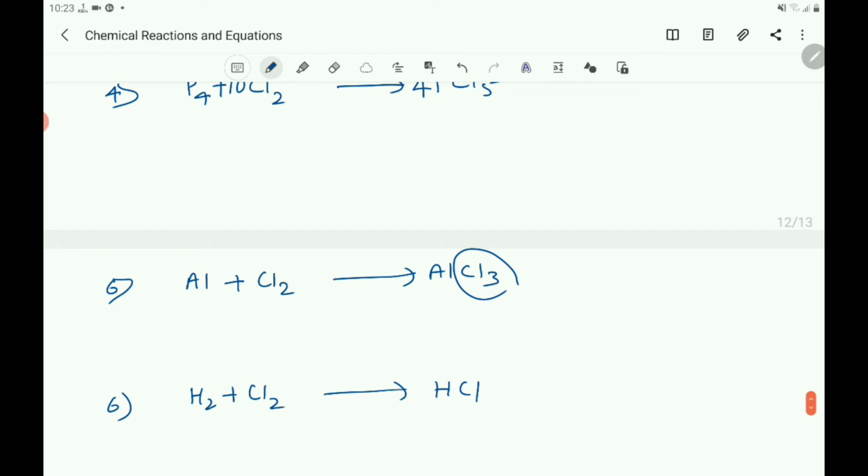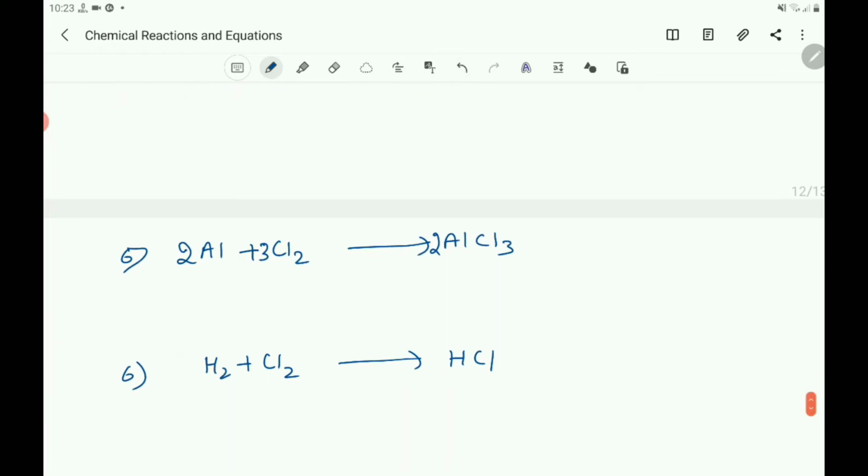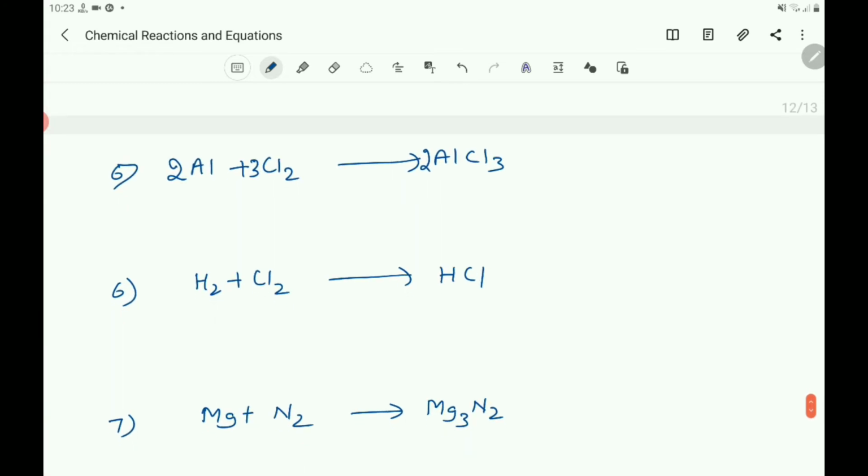Here you balance it. Chlorine atoms 3 here and chlorine atoms 2 here, so you can have 6. So you take 3 here, 2 threes are 6, 3 twos are 6. Now here you got 2 aluminium atoms on the product side, so you write 2 here. So you got the balanced chemical equation, which is a chemical combination.